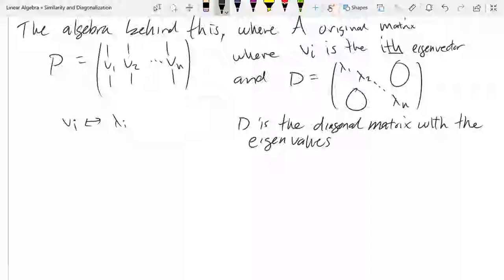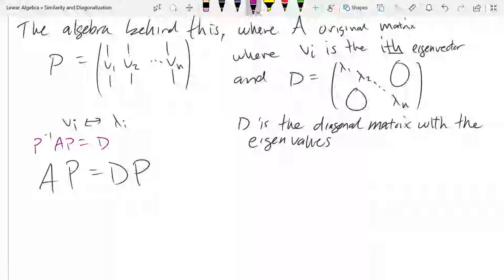We're going to look at the multiplication in a slightly weird way. We're going to look at AP is equal to PD. Normally it was P inverse AP equals D. That was a standard similarity relationship right there. It would be flipped normally. Let's see if my notes might be wrong.